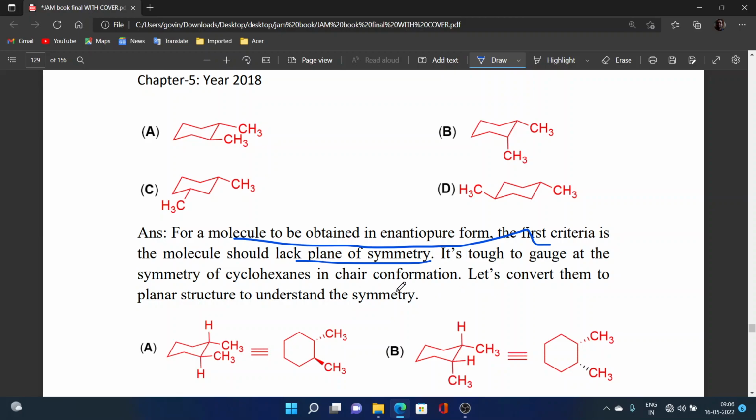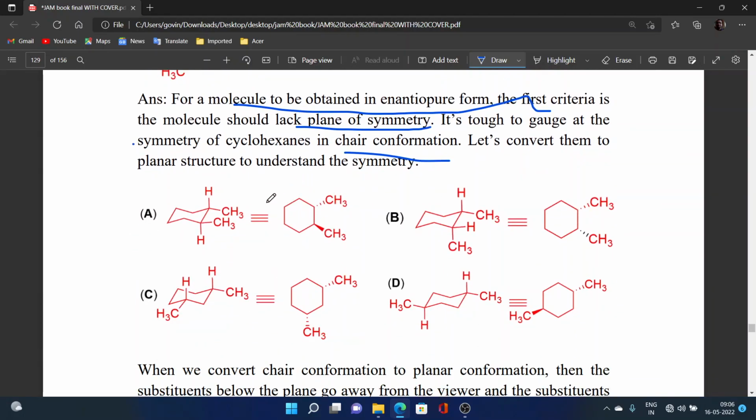So it's difficult to gauge the symmetry of cyclohexane in chair conformation. We have to first make the planar structure, so it becomes easy to understand, because it's not planar as it looks. This part is coming out, this part is coming out, this part is coming out. It is very difficult to see the 3 dimensions, much easier in the planar form. So let us look at it in the planar form. You see here the hydrogen is above the plane and this CH3 is below the plane. So hydrogen which is above the plane we will make towards the viewer, and CH3 which is below the plane we are making away from the viewer.